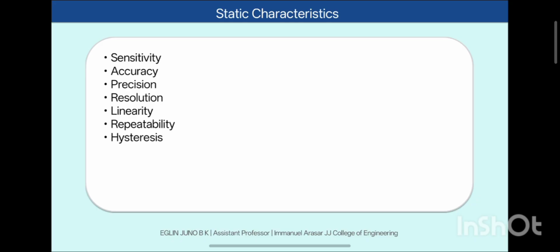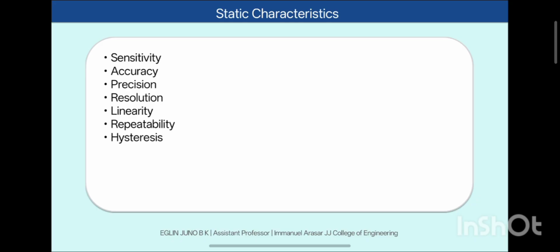Before the applications, let us classify transducers based on how they work, which is called the principle of operation. First one, resistive transducers. These work by changing electrical resistance when a physical quantity changes. Example, strain gauge. When a force is applied, the strain gauge stretches or compresses, changing its resistance. This change is measured and converted into an electrical signal. The application is measuring force in prosthetic devices and pressure sensors.